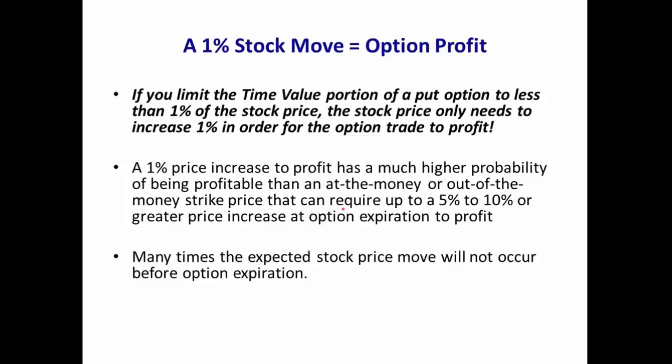So if you buy an at-the-money or out-of-the-money strike, the underlying stock or ETF may have to go up 5 to 10% or more. If we use the 1% rule, the underlying stock only has to go up 1% and we start profiting. And a lot of times when you buy those at-the-money or out-of-the-money strikes, the expected stock price move will not occur before option expiration, in which case you would lose the full premium.